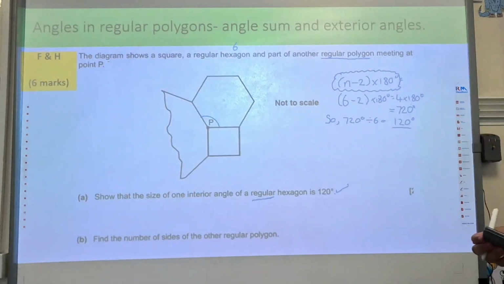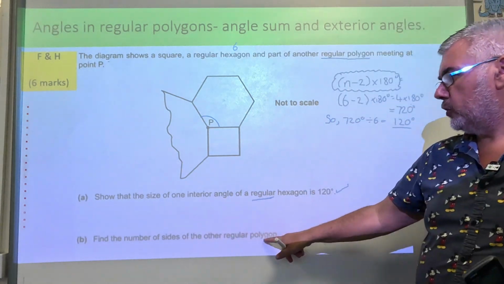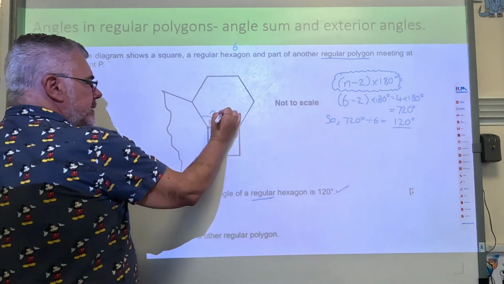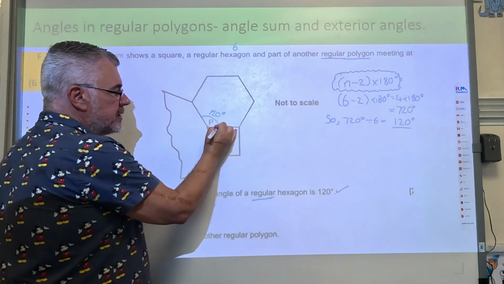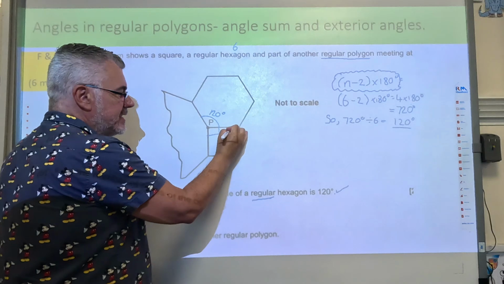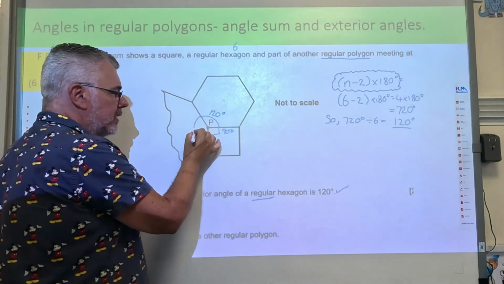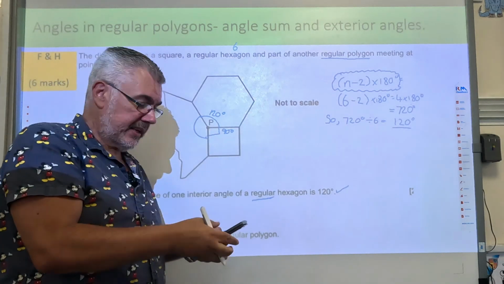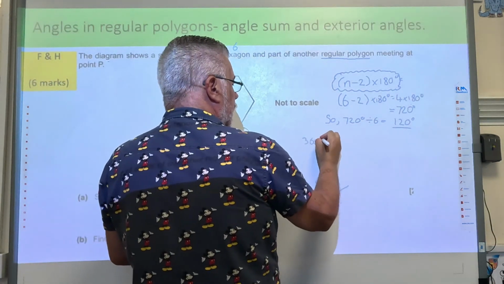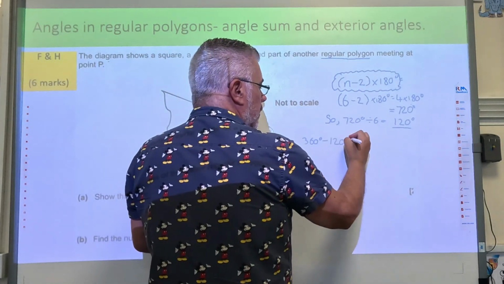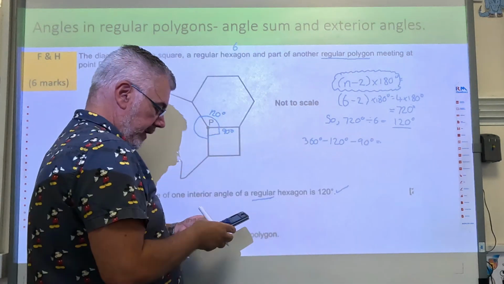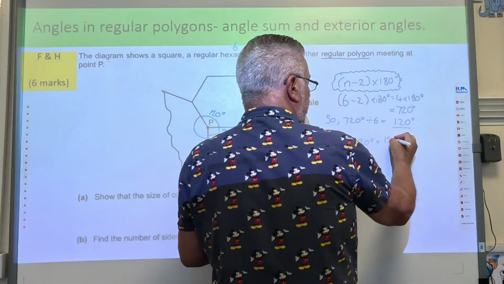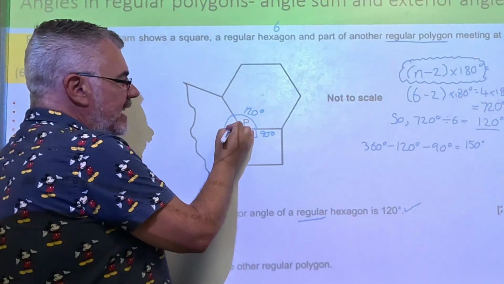Nice and simple, shouldn't take too long. Find the number of sides of the other regular polygon. So this is where things are getting a bit more tricky. I know that's 120. We should know a square is 90. Can I find that angle? I know angles around a point sum to 360, so I'm going to do 360 subtract 120, subtract 90, gives me, I'm going to use my calculator because I can, 150. I know that this angle is 150.